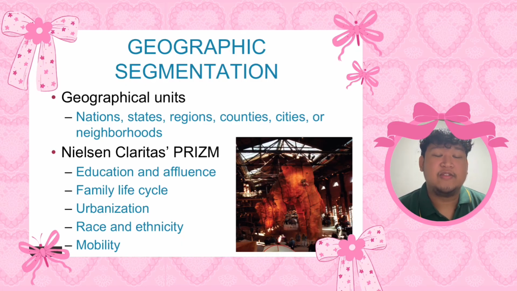A great example is fast food chains that adjust their menus based on regional tastes. McDonald's offers McSpaghetti in the Philippines and a Maharaja Mac in India to cater to local preferences. Additionally, businesses use Nielsen Claritas PRISM, or the Potential Rating Index by Zip Markets, a tool that classifies U.S. households into demographic and geographic segments. This helps marketers target the right customers with tailored messaging and product offerings.